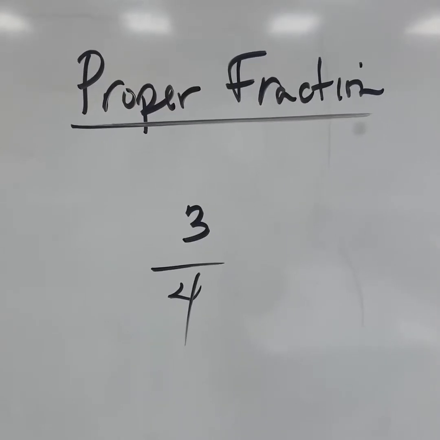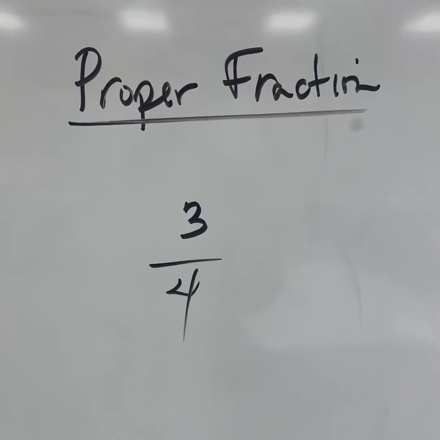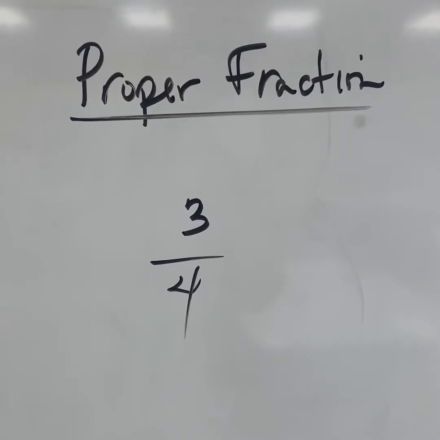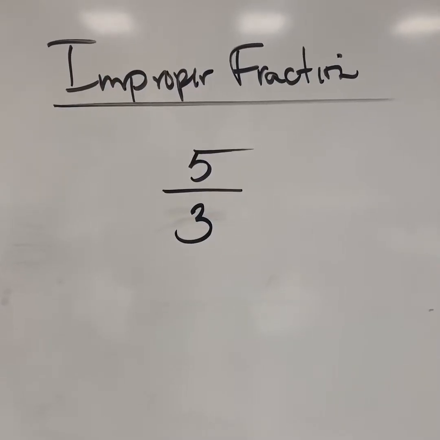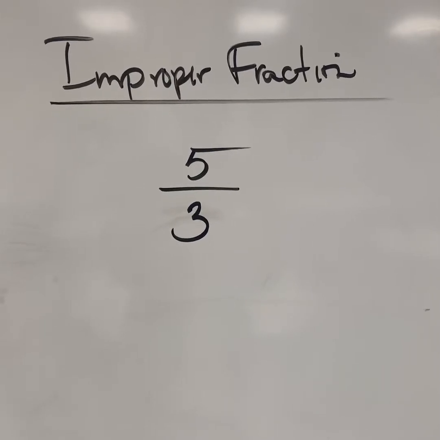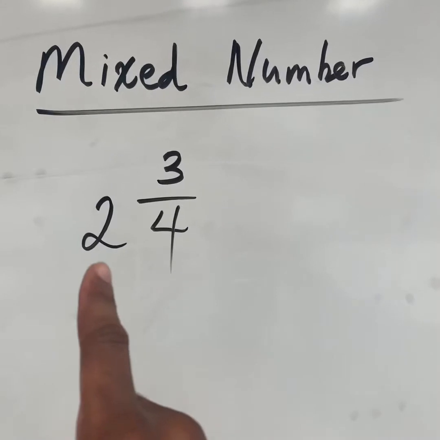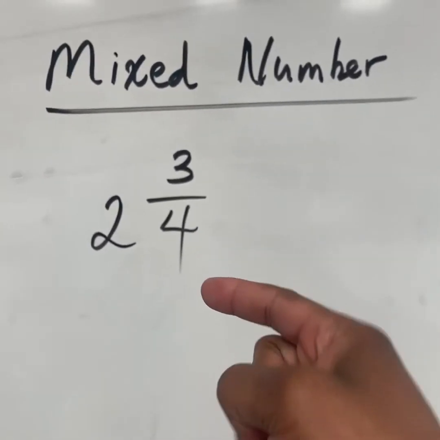So this is a proper fraction. When your numerator is smaller than your denominator, that's what we call a proper fraction. An improper fraction is when your numerator is larger than your denominator. And this is our mixed number. We have the whole number and then we have the proper fraction. I'm not going to get into this part of it today, but just know all improper fractions can be rewritten as mixed numbers.